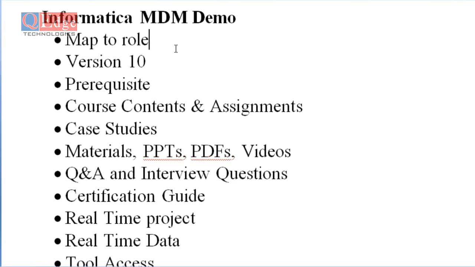Okay, so let's start. The first thing is map to role. What is map to role? Map to role means, let's say that you have taken this course successfully from me. Then what roles can you map yourself into? So basically, frankly speaking, you can map yourself into a 3 years experience Informatica MDM developer. That's the objective of this training course.